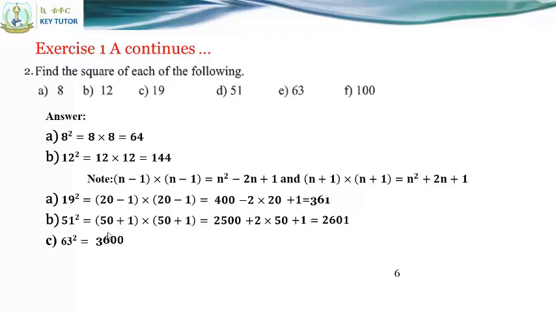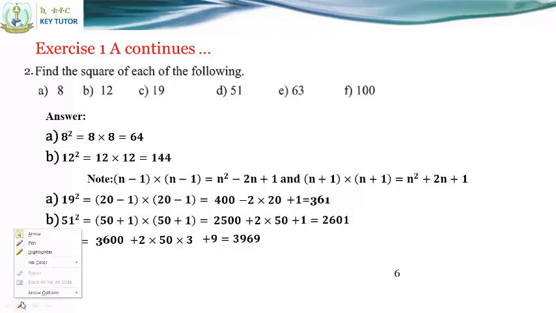63 squared, right? It is as in the previous case, if you remember, it is 60 plus 3, the whole squared. 60 squared is 3600 plus 2 times 60 times 3 plus 9, which is 3 squared. So that gives us 3969.